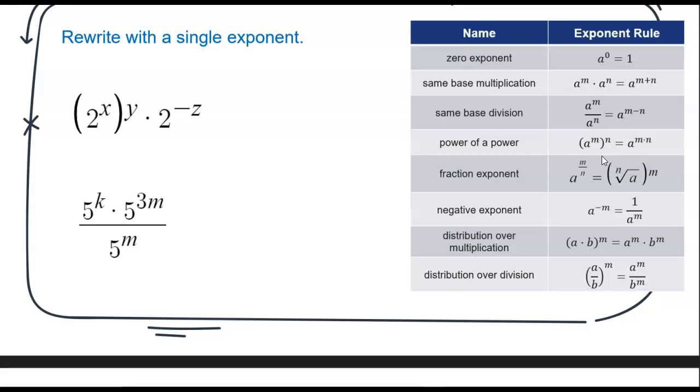Oh, we do. Look how similar that looks to this one. Power of a power. So now we're going to multiply those exponents together. That's going to be 2x times y, because power to power we multiply the exponents. And then I'm just going to bring everything else down. I'm going to do one step at a time. So that'll be 2 to the negative z.